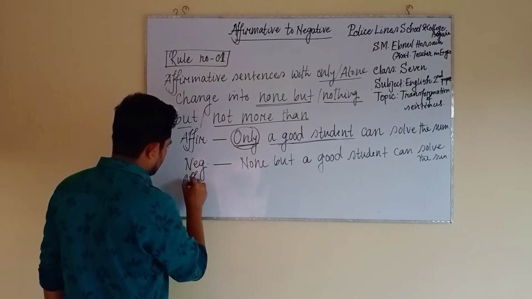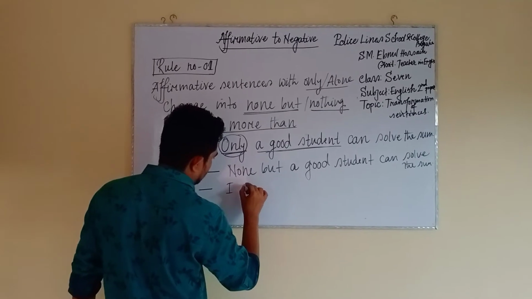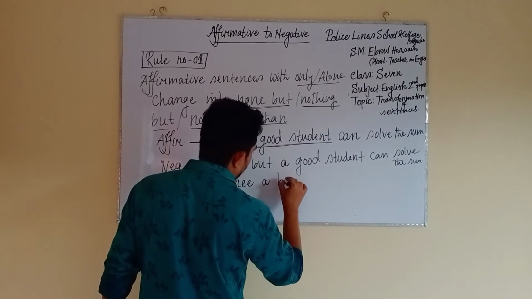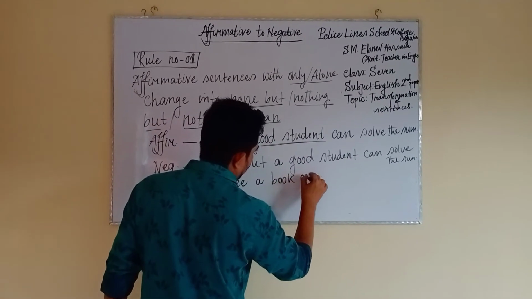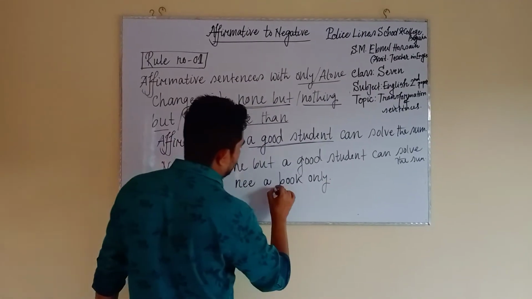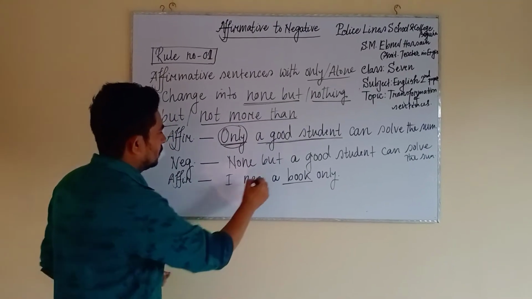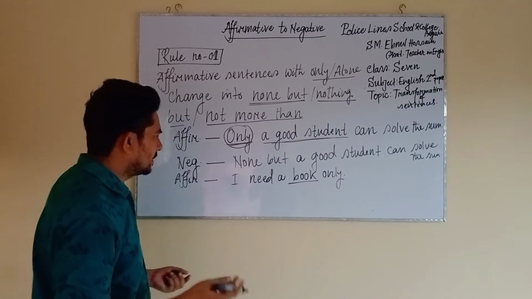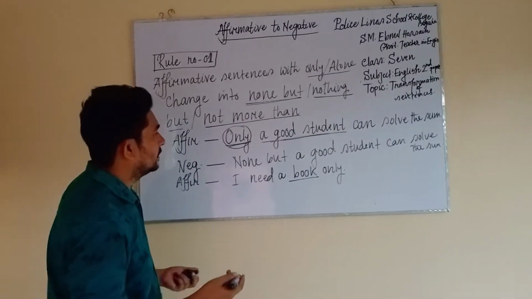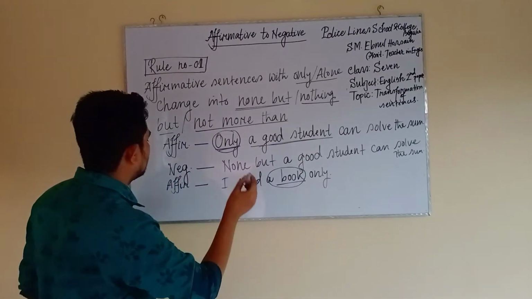Affirmative sentence: I need a book only. Here notice that a book, this is an object or thing, so we can change this sentence by using nothing but. We already said that in case of any things or object, we can use nothing but.